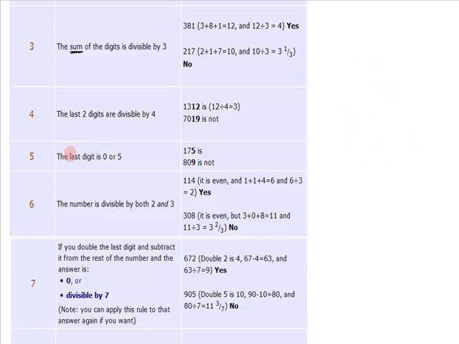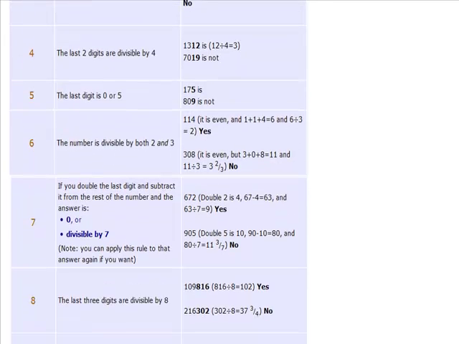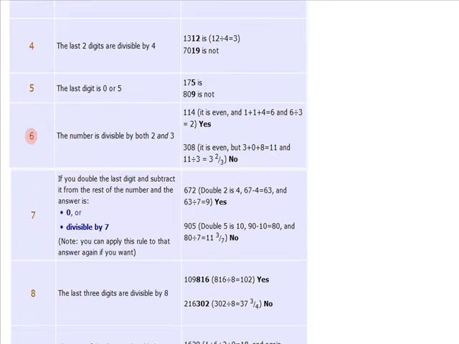A number is divisible by 5 if the last digit is a 0 or a 5. And I've kind of mentioned that earlier. So 175 is divisible by 5, meaning you can divide and get a remainder of 0. 809 is not. 6, there's not really a test for 6.